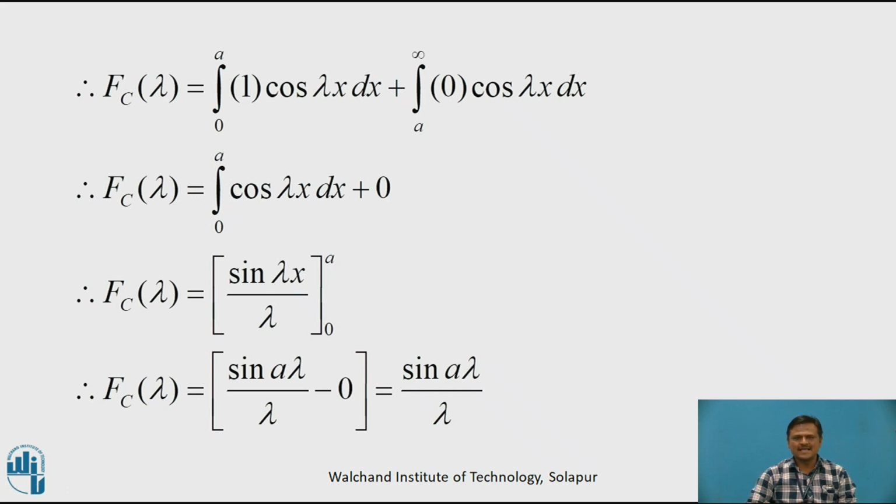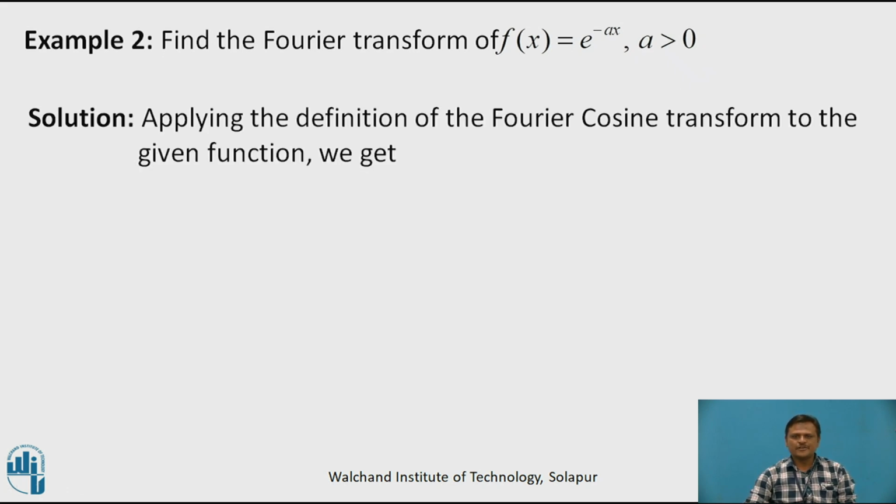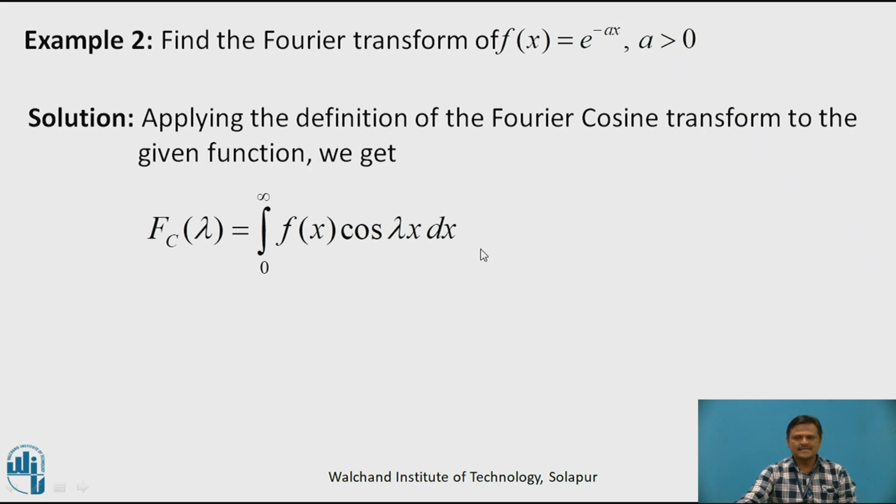Now let's move on to the next example. The second example is: find the Fourier cosine transform of f of x is equal to e to the power minus ax, where a is positive. Applying the definition of Fourier cosine transform to the given function, we get Fc of lambda is equal to the integral from 0 to infinity of f of x into cos lambda x dx. Putting the value of the function, we get Fc of lambda is equal to the integral from 0 to infinity of e to the power minus ax into cos lambda x dx.